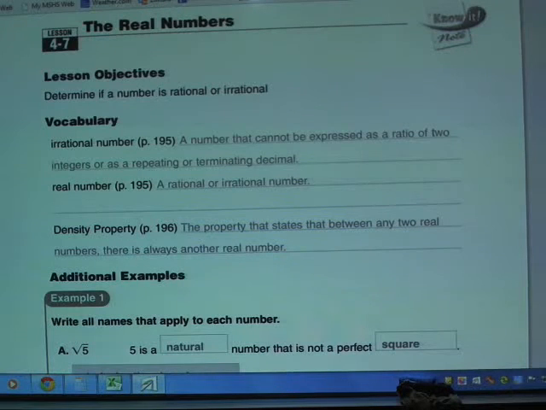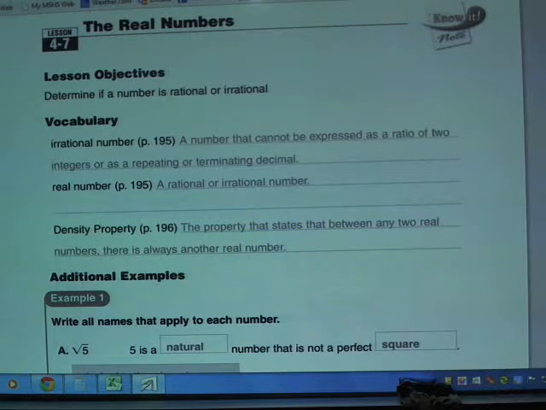Real number? A real number is a rational or irrational number. And the density property? The density property is the property that states that between any two real numbers, there is always another real number.